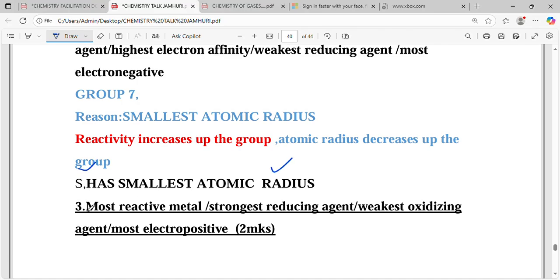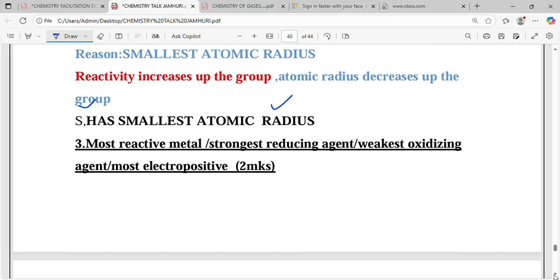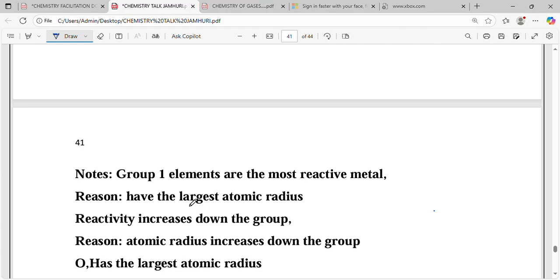Next, you can be asked to select the most reactive metal, or the strongest reducing agent, or weakest oxidizing agent, or the most electropositive metal. The most reactive metals are group 1 elements. So you come to group 1. The reason is they have the largest atomic radius, and you need to know that reactivity increases down the group, because atomic radius increases down the group.